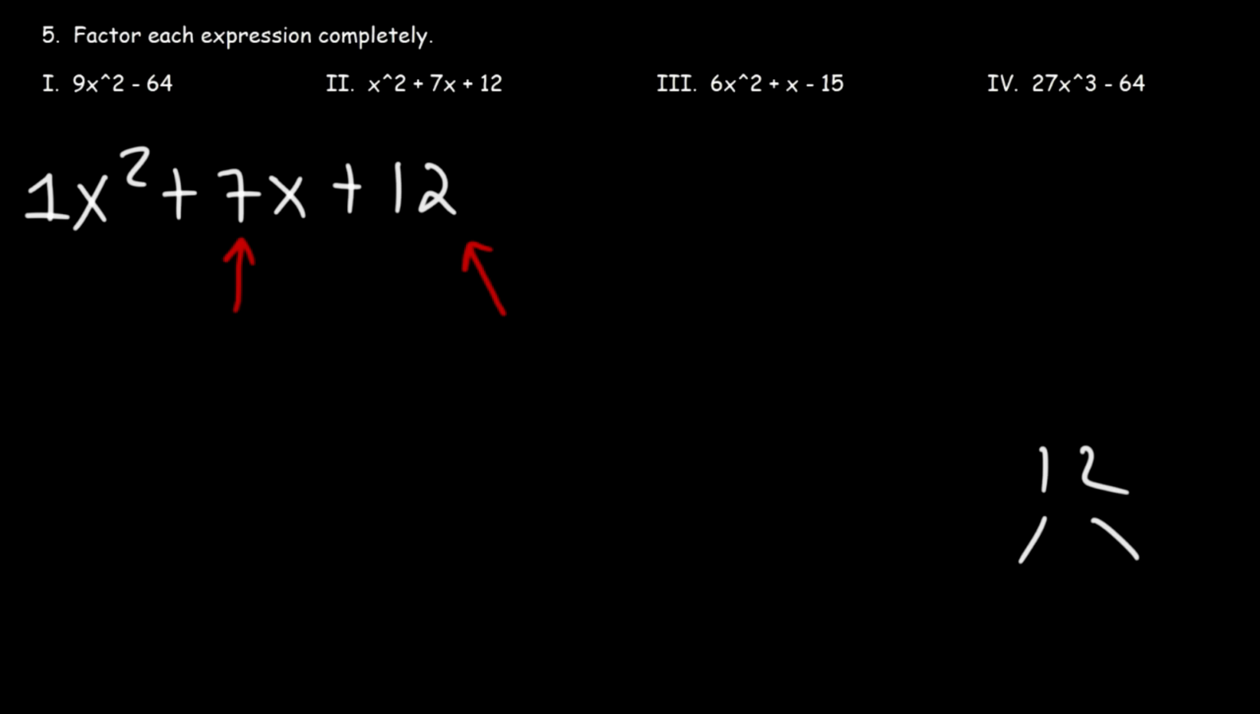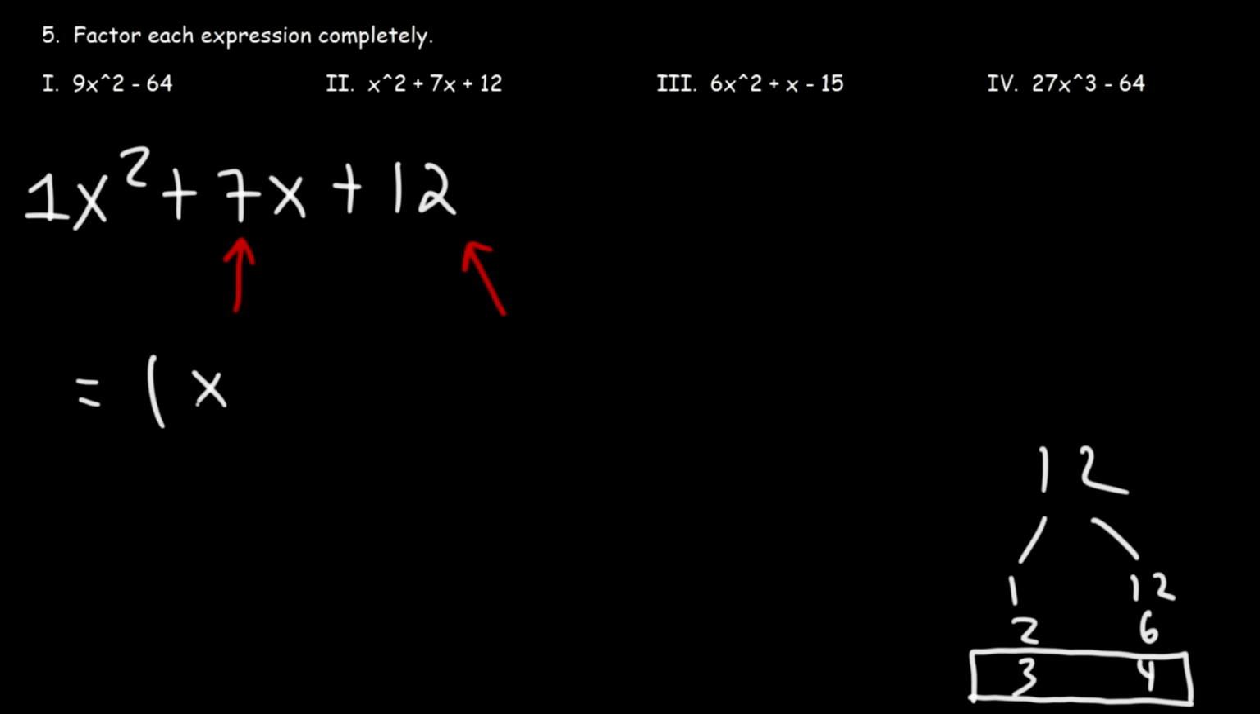We can list out the factors of 12. 1 times 12 is 12, 2 times 6 is 12, and 3 times 4 is 12. Only 3 and 4 will add up to 7. So this is what we need. 3 plus 4 is 7, 3 times 4 is 12. So all we got to do is write x plus 3 times x plus 4. And so that's how we can factor this expression.